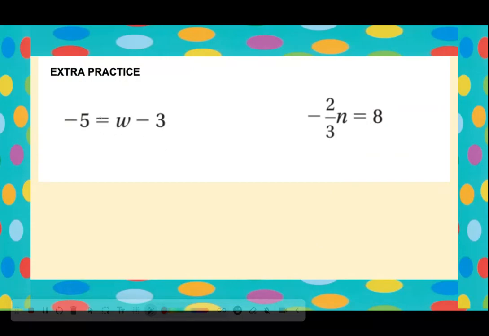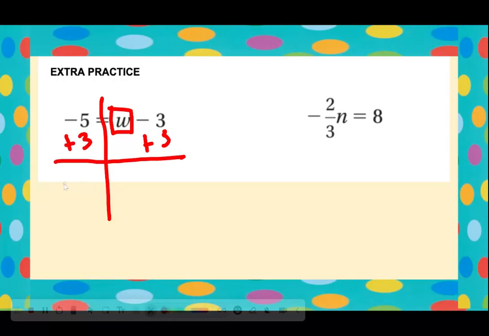Okay, let's do some extra practice. Split the equation at the equal sign. Isolate the variable. The opposite of minus 3 or negative 3 is plus 3. Plus 3. Negative 5 plus 3 is negative 2 equals w. Substitute it in. Negative 2 minus 3 equals negative 5. Check.